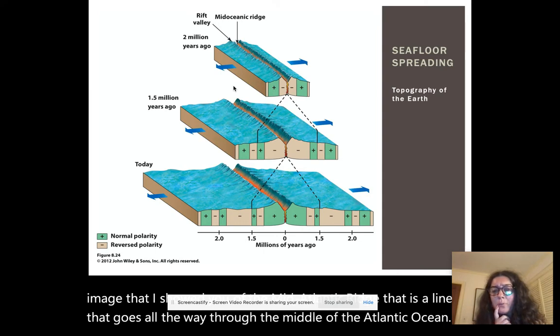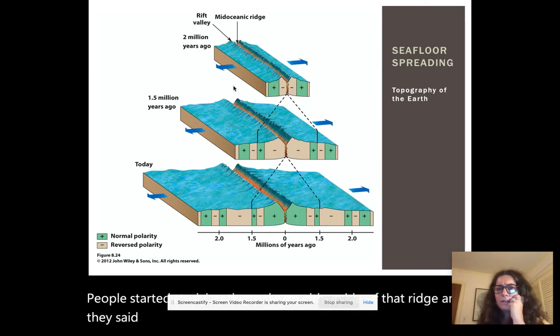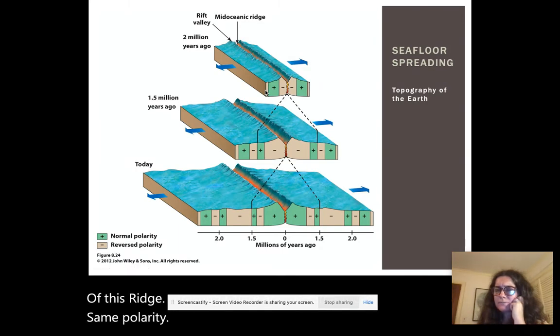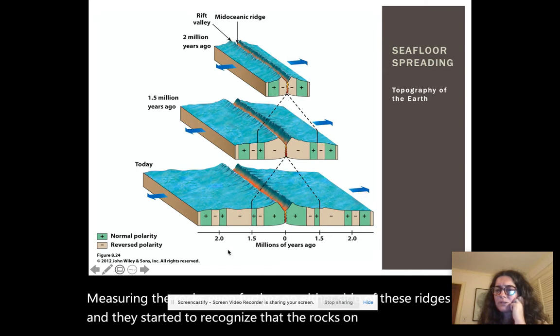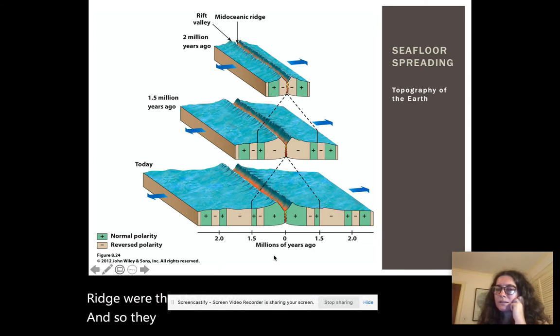People started studying the rocks on either side of that ridge. And they said, oh my gosh, that's really interesting. They're the same rocks on either side of this ridge, same polarity. And then they started measuring the rocks even further on either side of these ridges. And they started to recognize that the rocks on either side of the ridge were the same age. And so they decided that this idea of seafloor spreading was occurring.